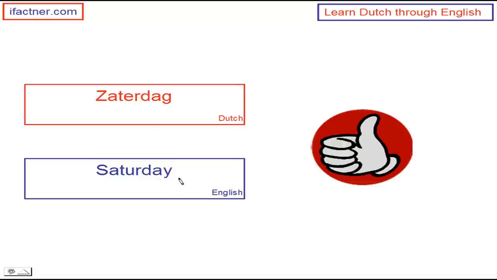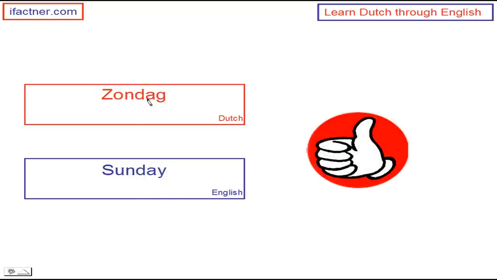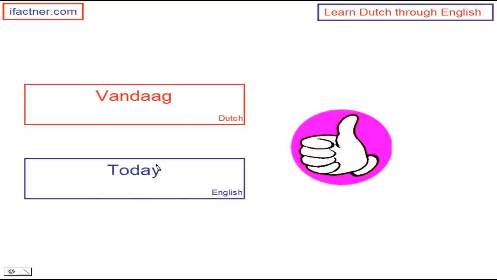Saturday and Sunday are usually holidays in the Netherlands. Saturday, zaterdag. Z-A-T-E-R, zater. D-A-G, dag. Zaterdag. Sunday is zondag. Z-O-N, zon. D-A-G, dag. Zondag. Today is vandaag. V-A-N, van. D-A-A-G, dag. Vandaag.